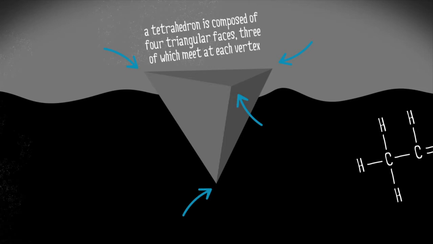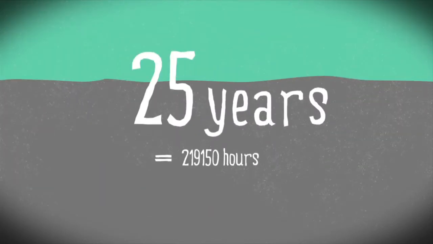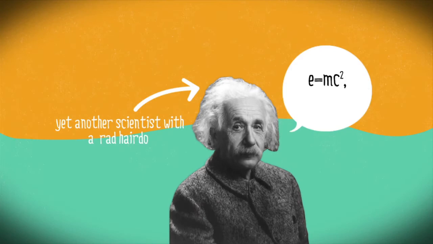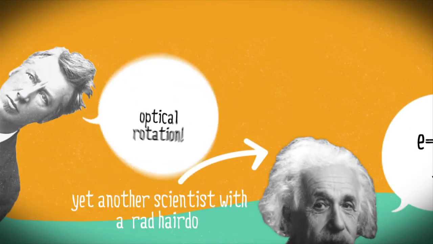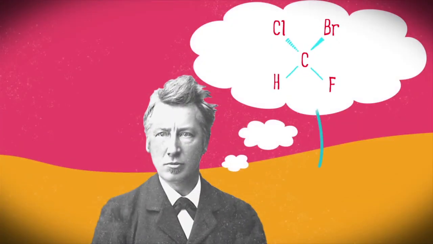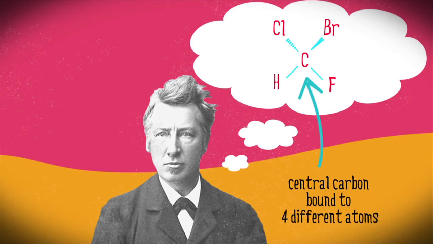It would take over 25 years for the quantum revolution to theoretically validate his hypothesis, but Van 't Hoff supported his theory using optical rotation. Van 't Hoff noticed that only compounds containing a central carbon bound to four different atoms or groups rotated plane polarized light. Clearly, there's something unique about this class of compounds.